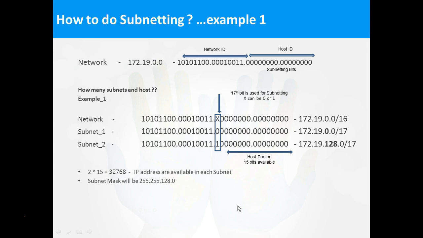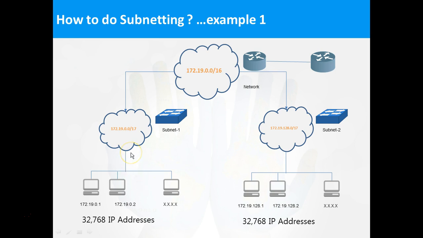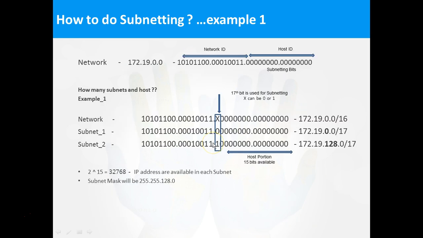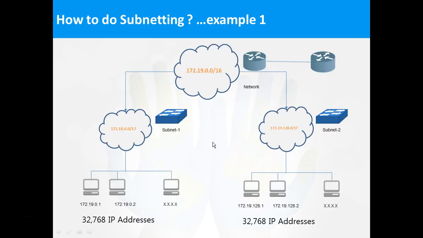The same is depicted in this picture. You have a big network, 172.19.0.0/16, which is divided into the first subnet and the second subnet. These are the subnet calculations we have seen in this picture. In each subnet, we connect our computers with the help of a switch. You can see this blue box is my switch. In each subnet, I can have 32,768 IP addresses, and those IP addresses are used for each and every computer.